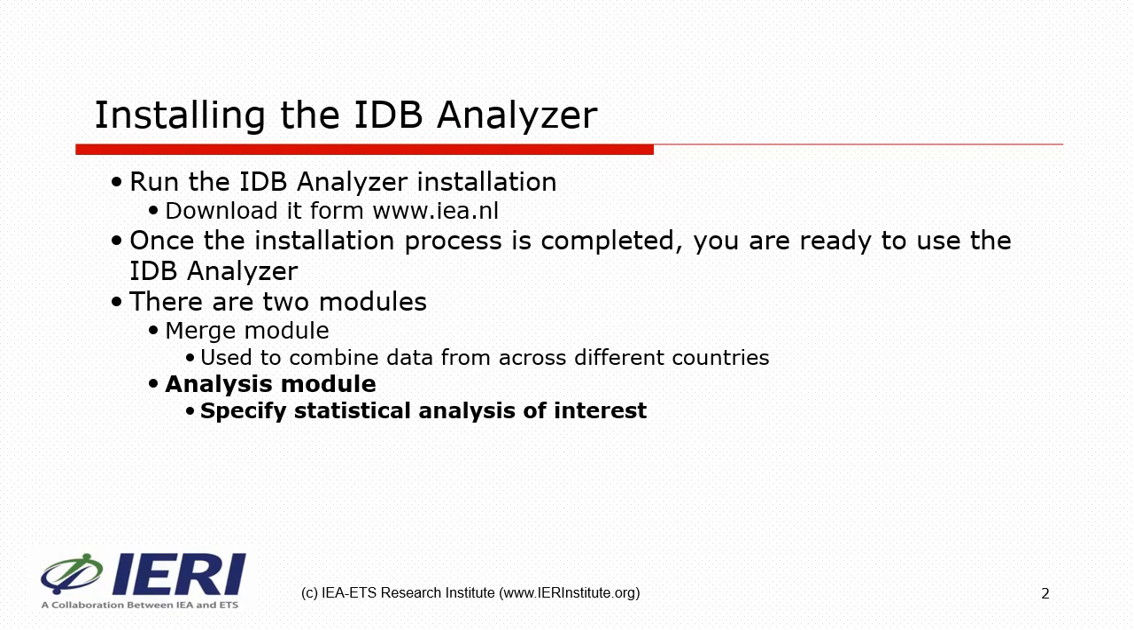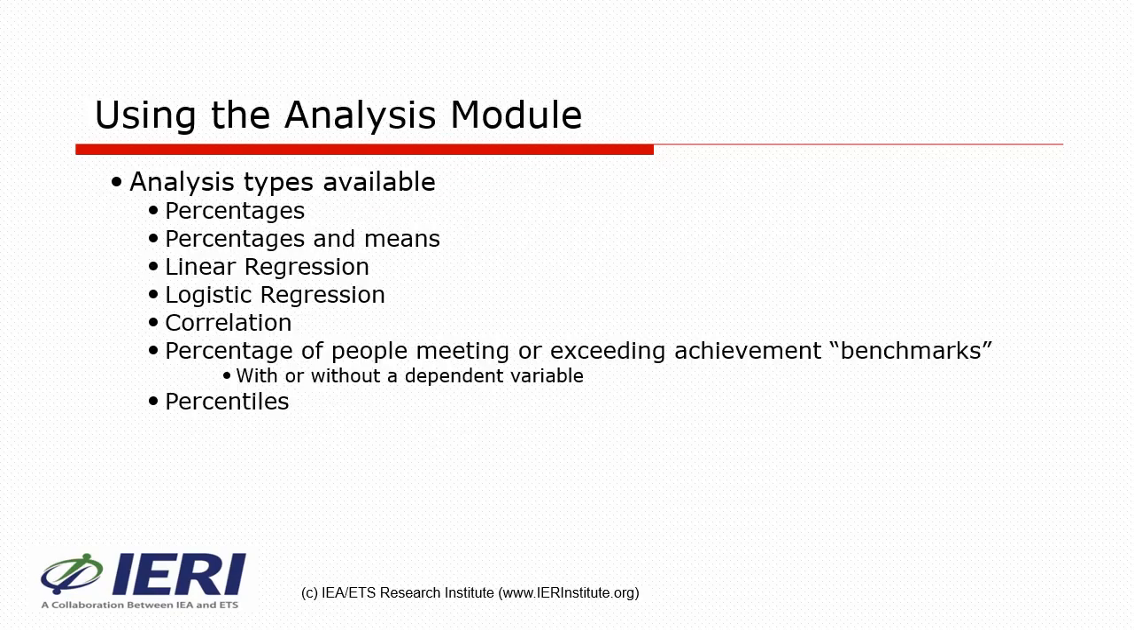There are two modules in the IDB analyzer, the merge module and the analysis module. In this video, we'll give you a few examples on how to use the analysis module. You can use the analysis module to conduct the following analysis types. You can compute percentages and means, linear regression equations, logistic regression equations, correlation coefficients, percentage of people meeting or exceeding achievement benchmarks with or without dependent variables, and percentiles.